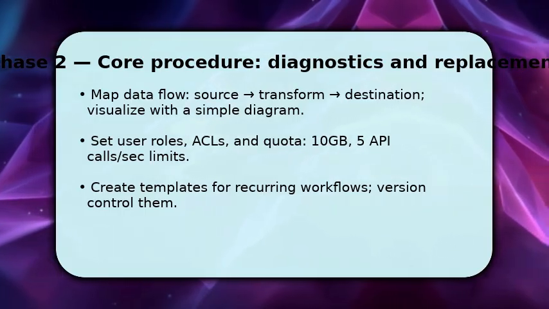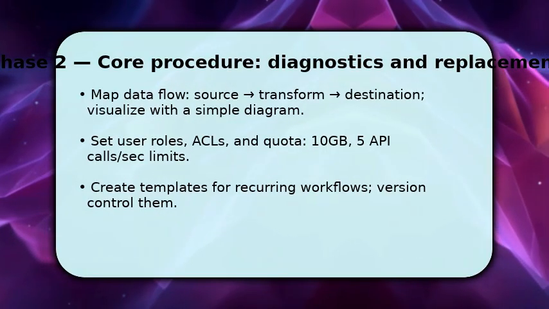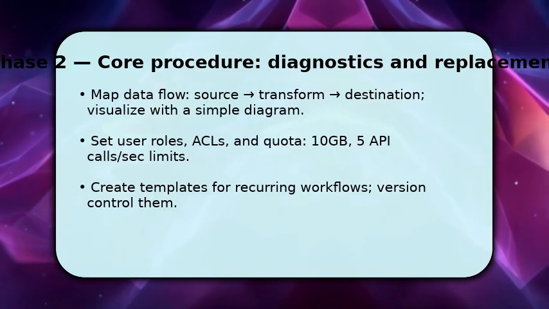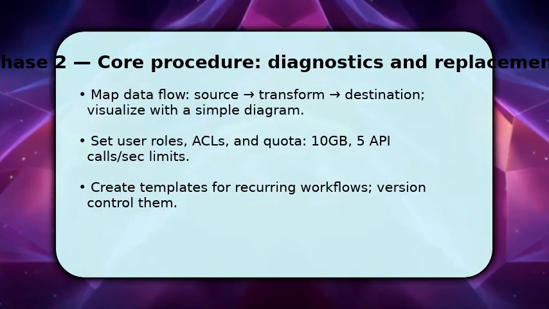Use exponential backoff policies. Then save templates for recurring tasks and enable role-based access so teammates only see what they must. This reduces errors and simplifies debugging later.